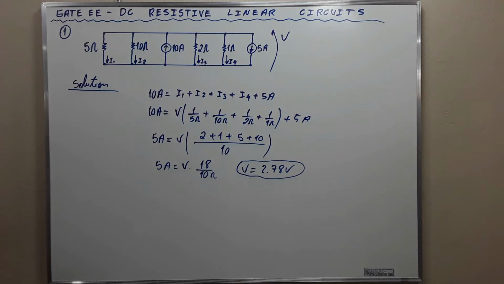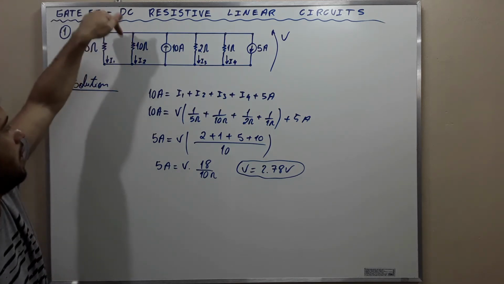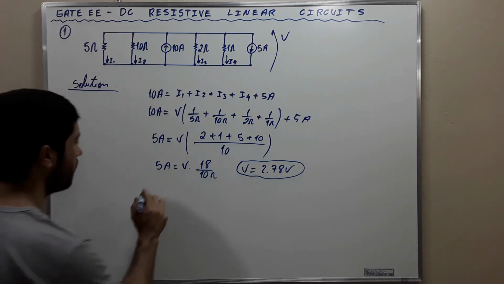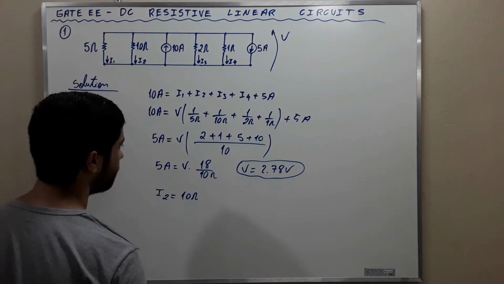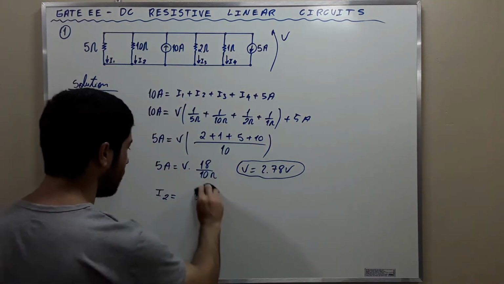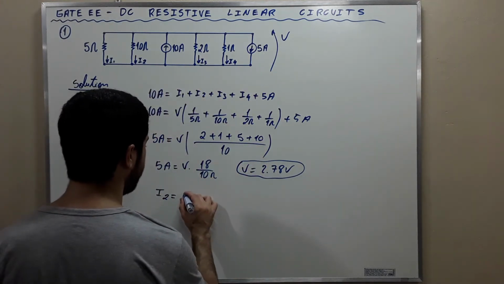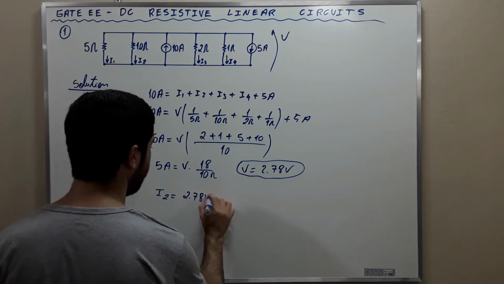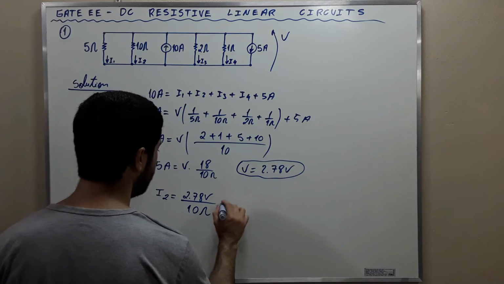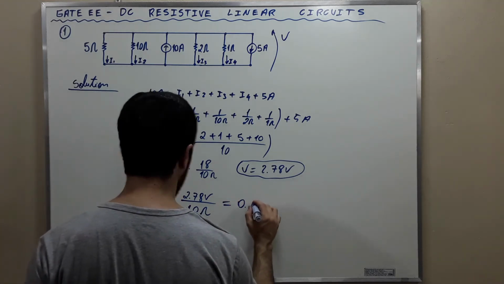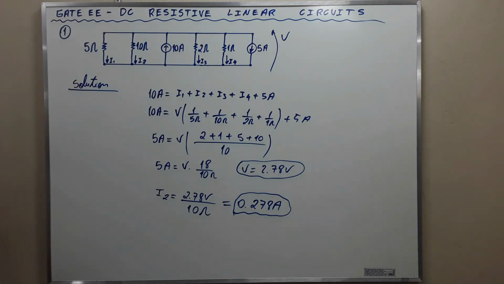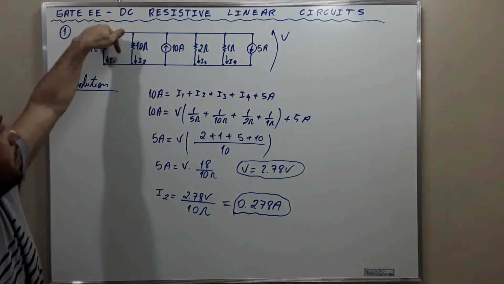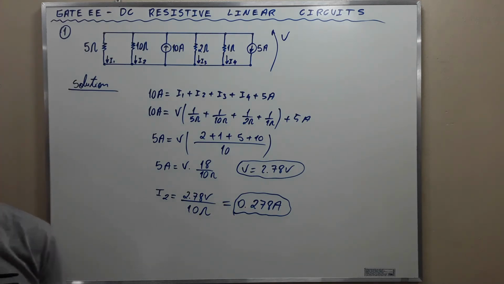Now let's calculate the current. The current I2 that passes through the resistor of 10 ohms is going to be the voltage V, 2.78 volts, divided by 10 ohms, which is equal to 0.278 amperes. Okay, these are the responses of exercise number one: the voltage and the current that passes through the resistance of 10 ohms.